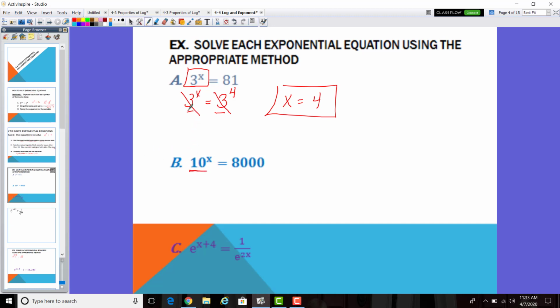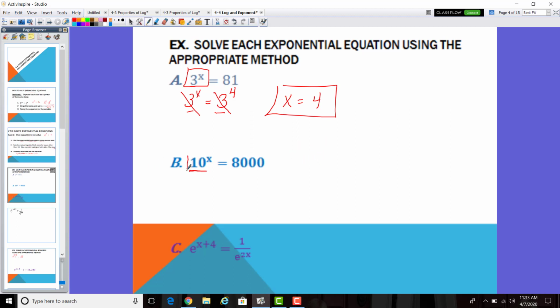So is there any number to a power that will give me the value of 10? 2 to no power gives me 10, 3 to no power gives me 10, 4 to no power gives me 10. So if I'm going to use method 1, since this is already a base 10, this is going to have to be changed to a base 10. And we can't do that. So we're going to have to use logs.